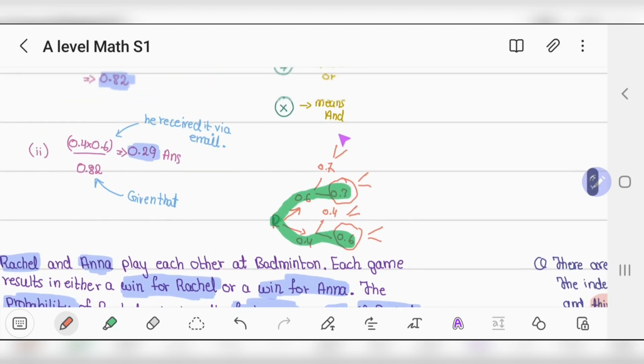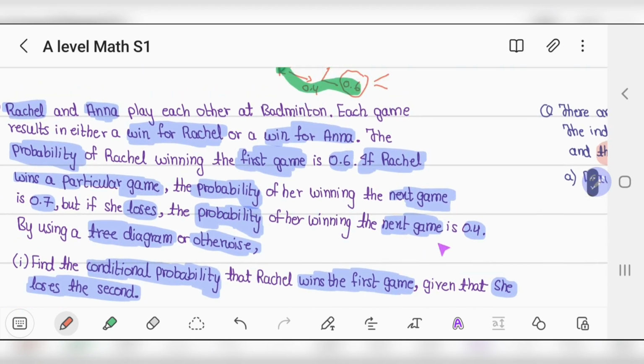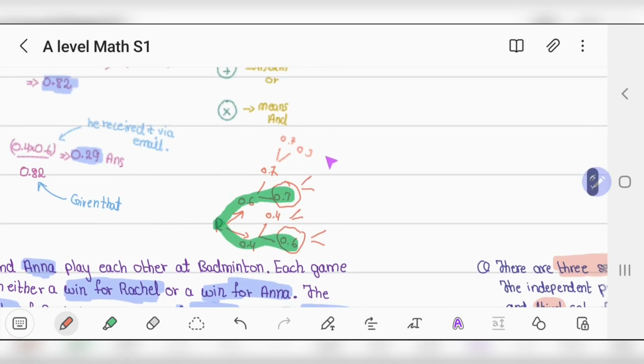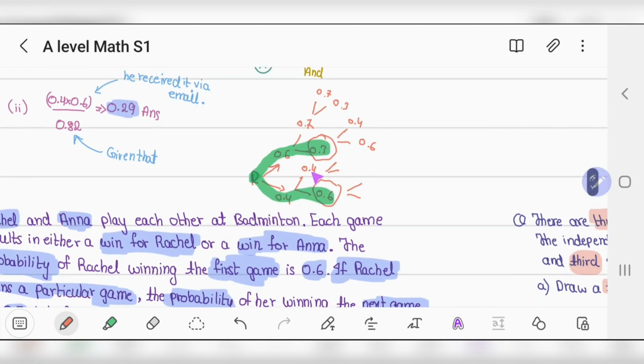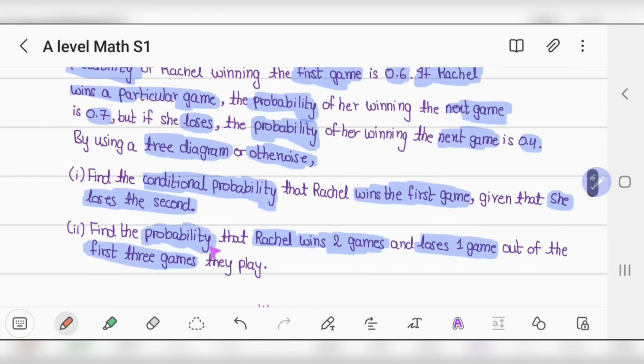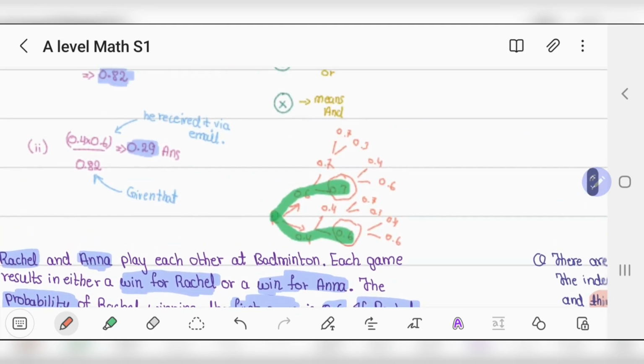So again, this is going to be 0.7 and then 0.3. If she loses the game, the probability of her winning the next game is 0.4. So this would be 0.4 and 0.6. She wins the game, 0.7 and 0.3. She loses the game, so 0.4 and 0.6. And then it says find the probability that Rachel wins 2 games and loses 1 game.